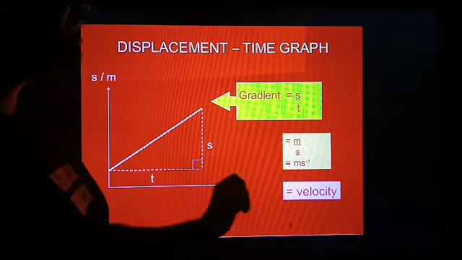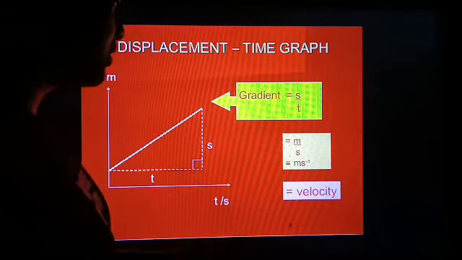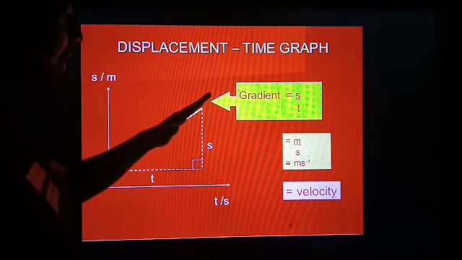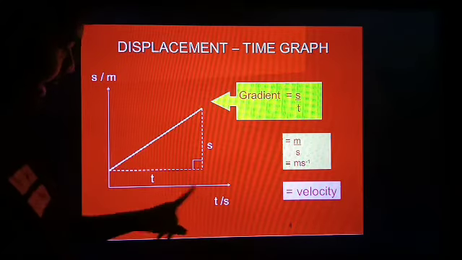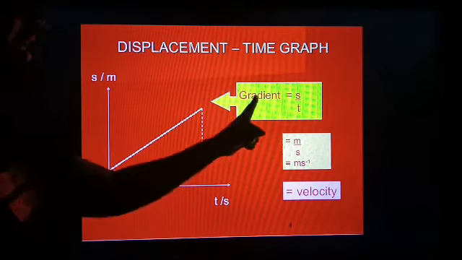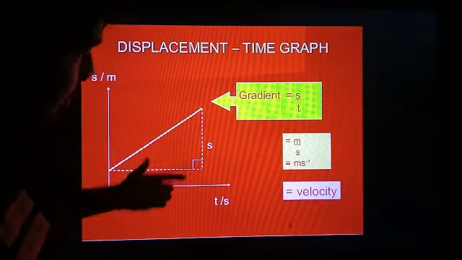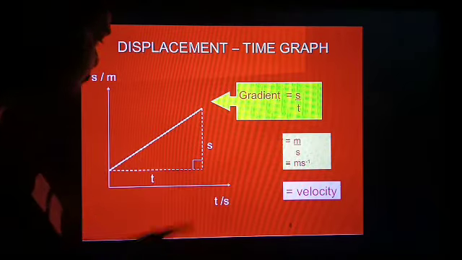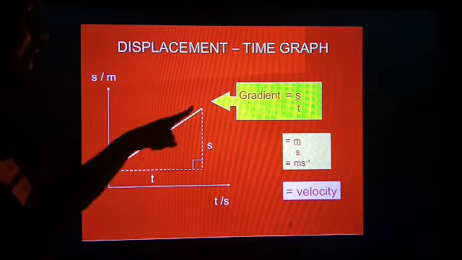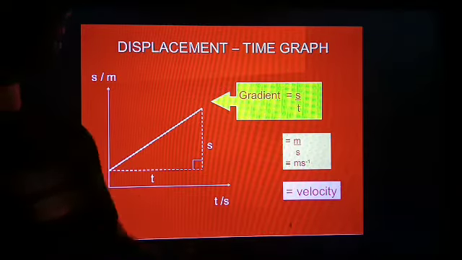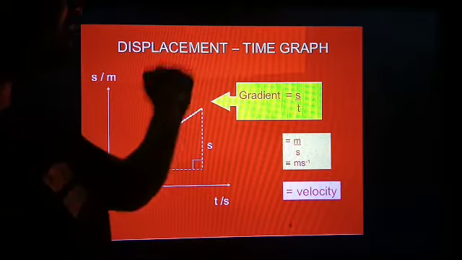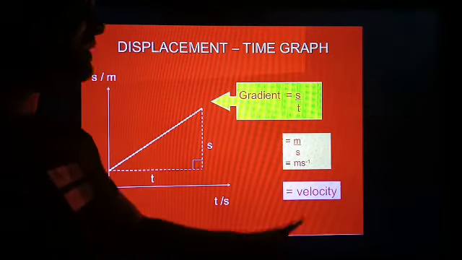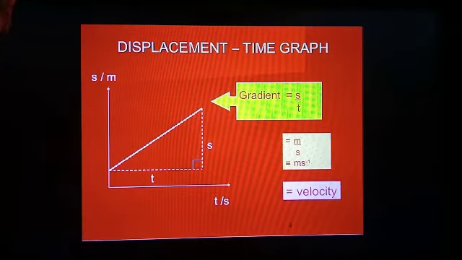What is gradient? Gradient is called slope, meaning the slant of the line with the x-axis. So the gradient is equal to perpendicular upon base. So gradient is equal to S upon T. What does the gradient or slope of the ST graph tell? Velocity. In displacement time graph, slope of the line tells velocity of the body.